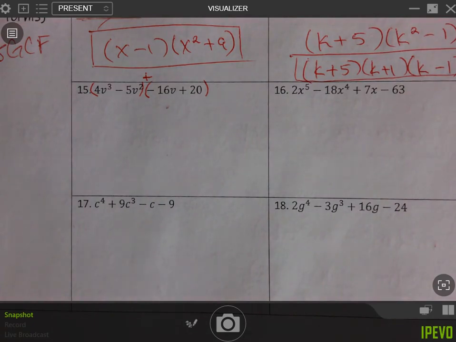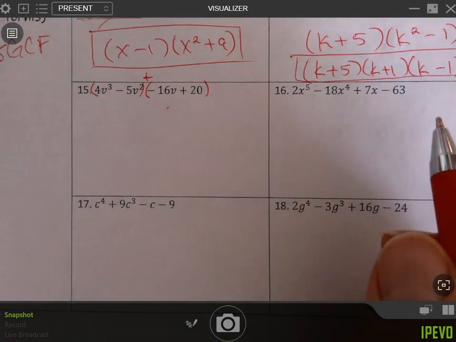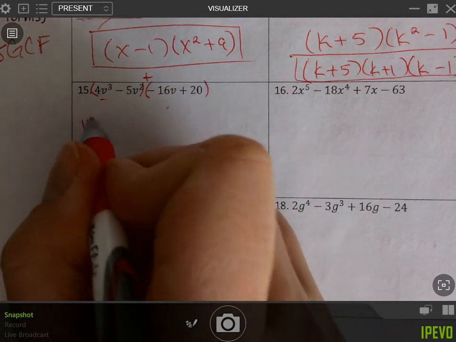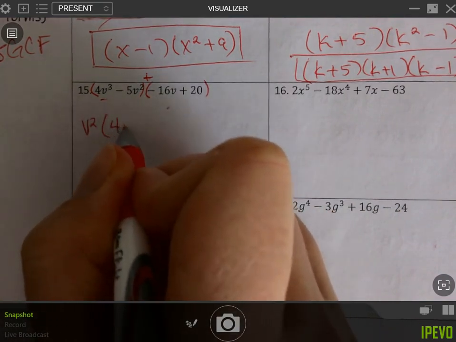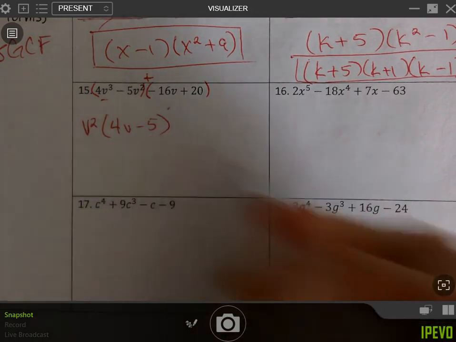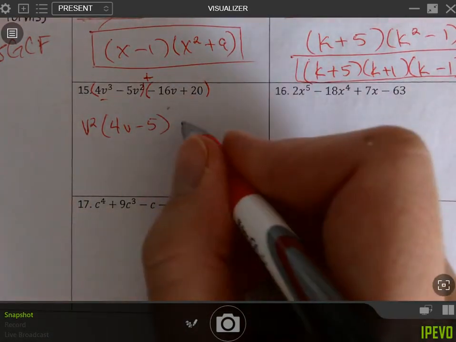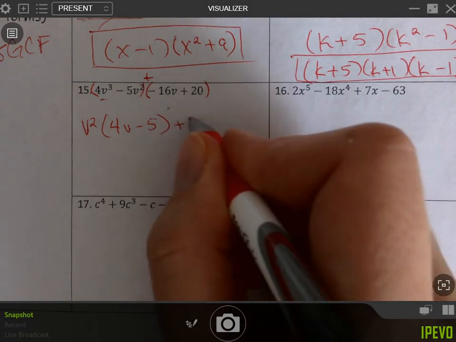So factoring by grouping, it's actually a very easy mathematical concept because you're just doing little GCF, but you've got to know the steps and be able to break it apart. Once you get the pattern, you're good. What comes out of these two? Just a v squared, and I'm left with 4v minus 5. So sometimes I can't take a number out. What comes out of these two? Well, I keep my plus sign, and I'm going to go with the 4.